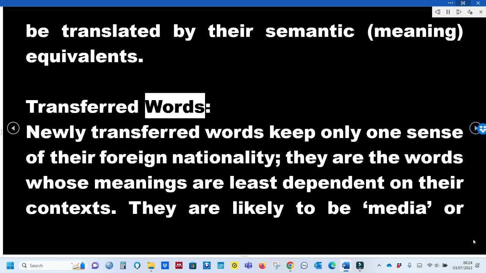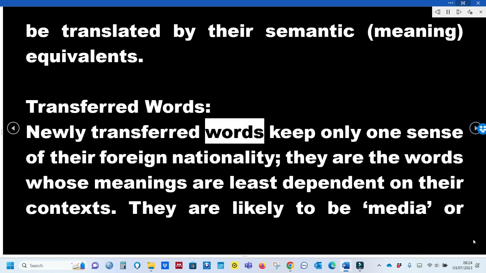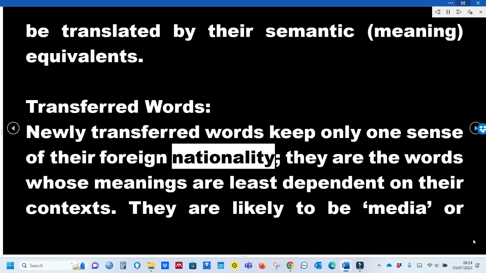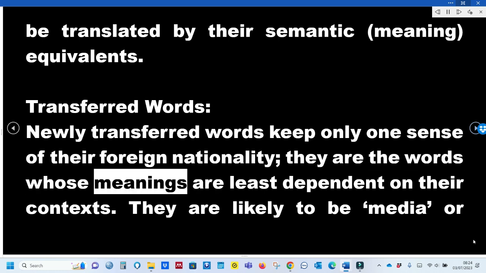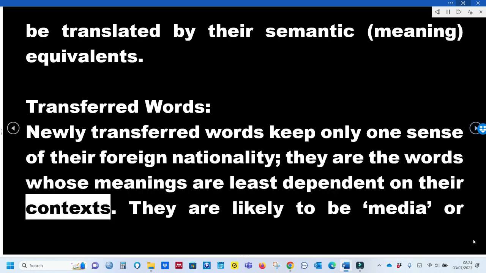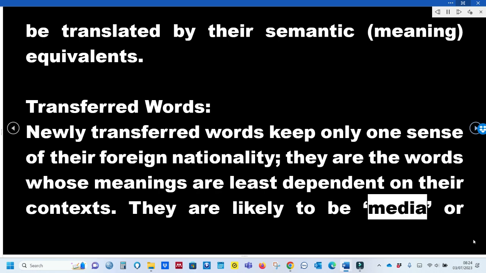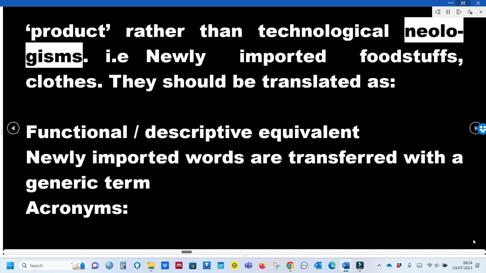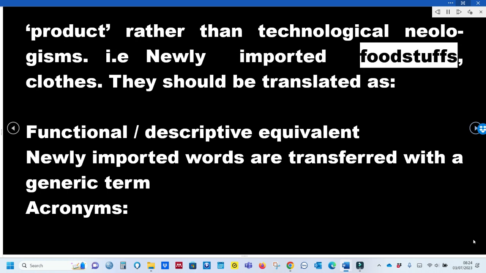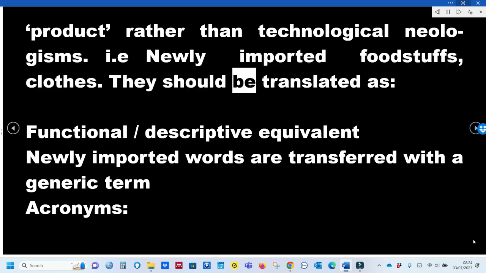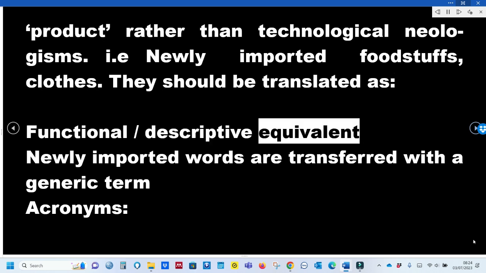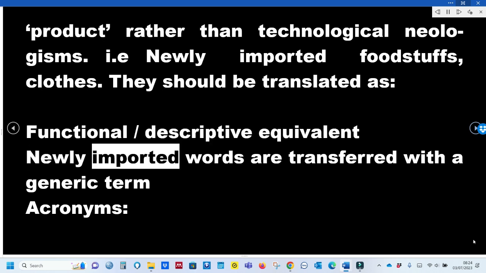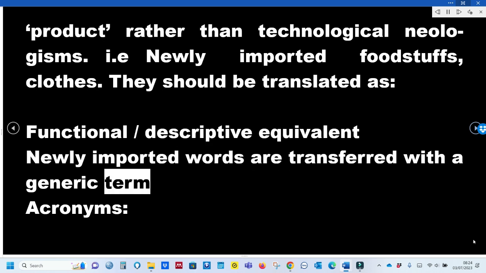Transferred words. Newly transferred words keep only one sense of their foreign nationality. They are the words whose meanings are least dependent on their contexts. They are likely to be media or product rather than technological neologisms. For example, newly imported foodstuffs, clothes. They should be translated as a functional, descriptive equivalent. Newly imported words are transferred with a generic term.